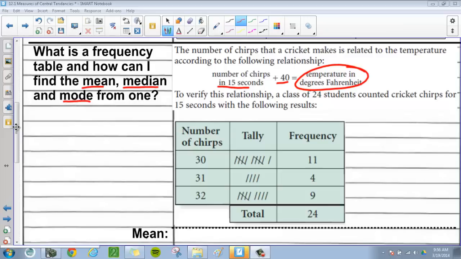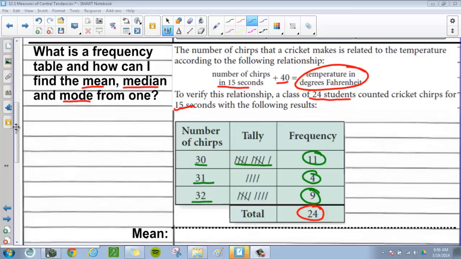And so to verify this, a class of 24 students actually counted cricket chirps for 15 seconds. And these are the following results for those 24 students. Notice there's 24 students altogether, okay? And right here we have a frequency table to keep this information. The number of chirps is right here, and the number of students that counted 30 chirps is represented right here, and we put tallies, but then we just count them up. There were 11 students who counted 30 chirps, 4 students who counted 31 chirps, and 9 students that counted 32 chirps, okay?